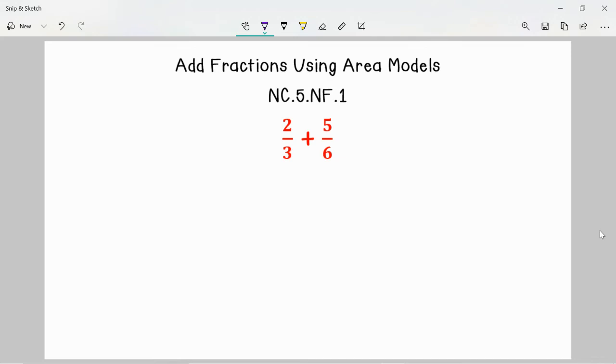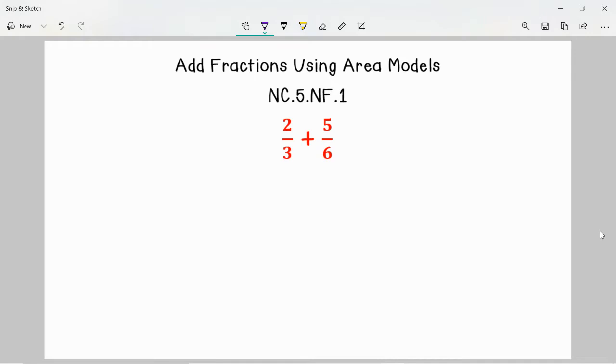Here we will look at adding fractions using area models. This standard builds on the work students did in 4th grade, where they added fractions with like denominators. It also requires students to apply what they learned about finding equivalent fractions, since their work will involve fractions with unlike denominators using related fractions.